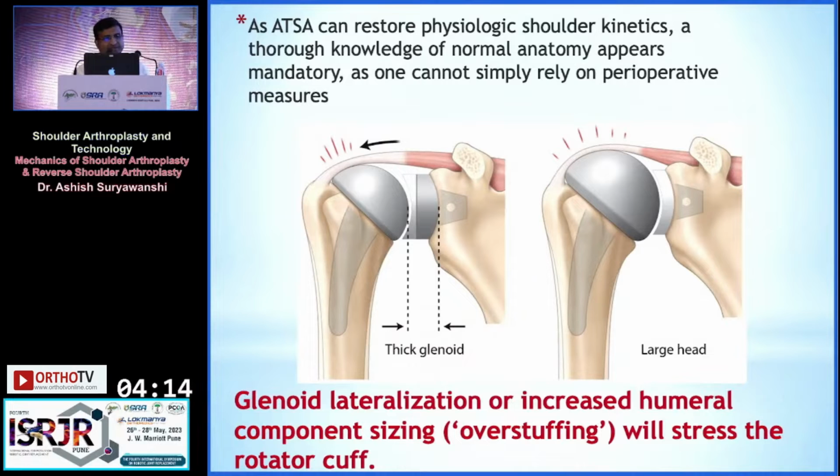If we see here, as we say, the anatomical total shoulder totally depends on the shoulder kinematics. We have to recreate the shoulder kinematics. But if a patient has an osteoarthritic head or osteoarthritic glenoid, then it is very difficult to recreate that kinematics. A paper has shown that even if we use a thick glenoid or a large head, which we call lateralization, it can impinge on the rotator cuff.